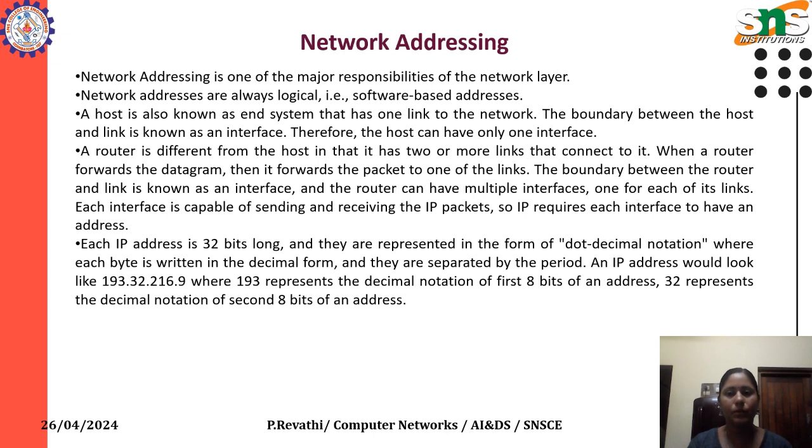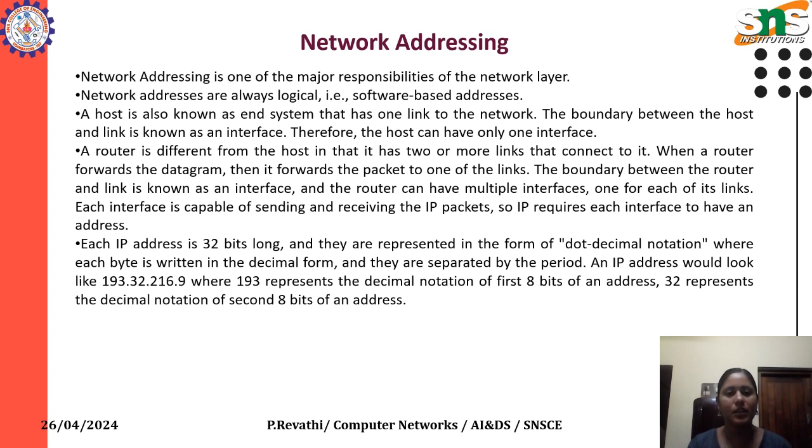The boundary between the host and link is known as an interface. Therefore, the host can have only one interface. A router is different from the host in that it has two or more links that connect to it. When a router forwards the datagram, then it forwards the packet to one of the links. The boundary between the router and link is known as an interface, and the router can have multiple interfaces, one for each of its links.